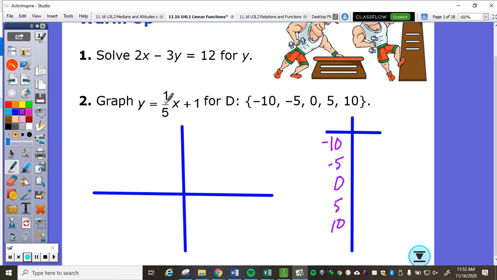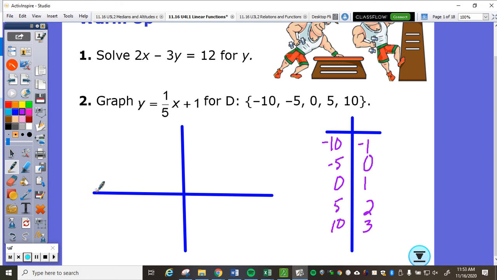Negative 10 times 1/5 is negative 2. Negative 2 plus 1 is negative 1. Negative 5 times 1/5 is negative 1. Negative 1 plus 1 is 0. 0 times 1/5 is 0 plus 1 is 1. And of course, we can kind of fill this out the rest of the way. We're adding 1 each time, so this is likely 2, and this is likely 3.